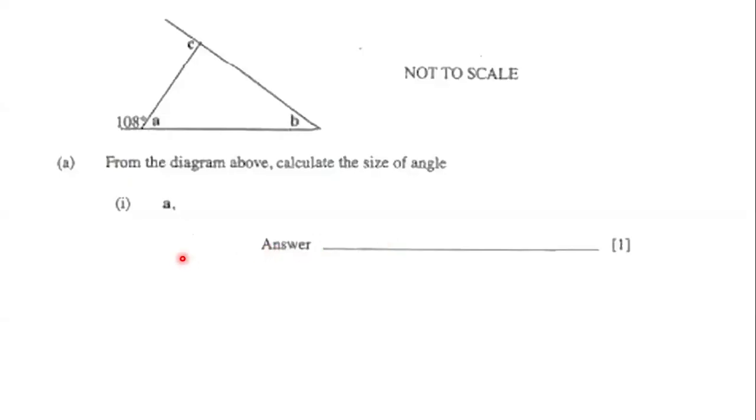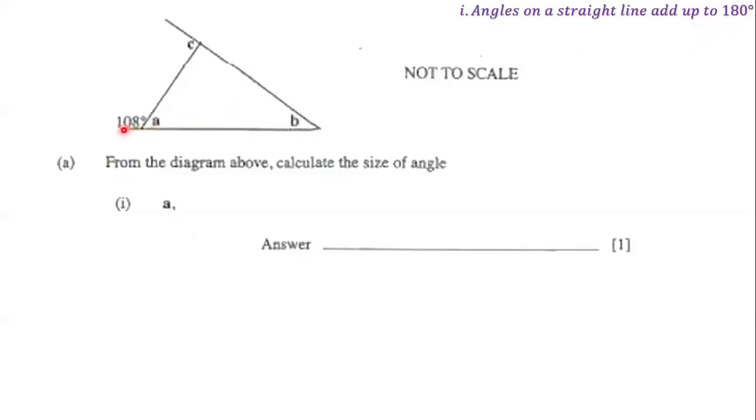Here, our goal is to determine the size of angle A. Notice that angle A is one of the angles inside this triangle. Moreover, angle A is on the side of this angle, which is 108 degrees. And so how are we going to determine the size of angle A? Notice that we're going to use this useful geometrical rule, which states that angles on a straight line add up to 180 degrees.